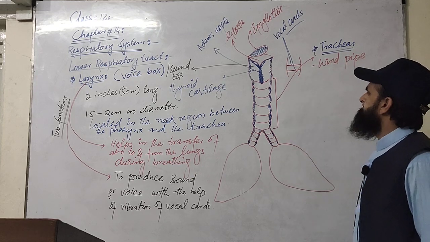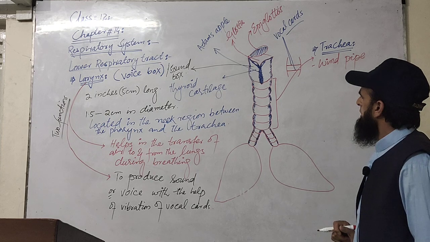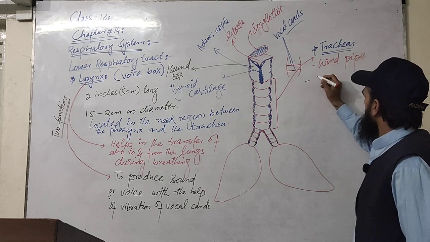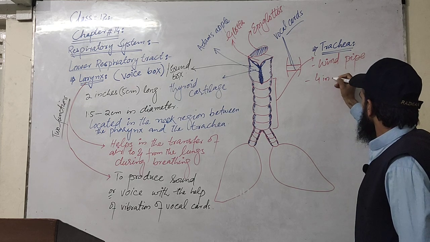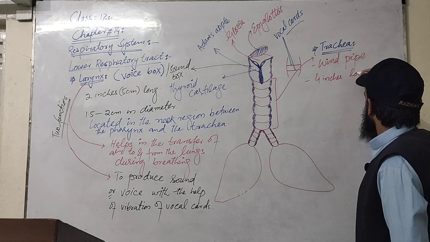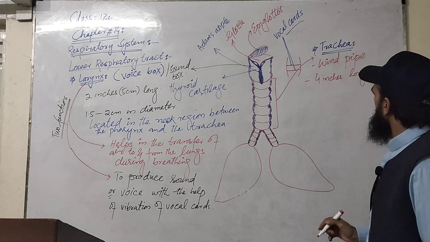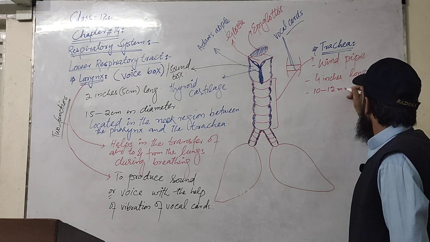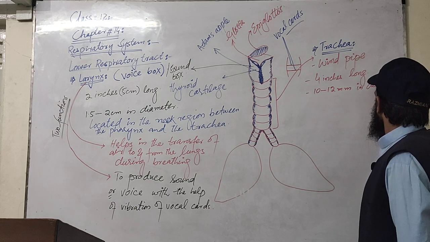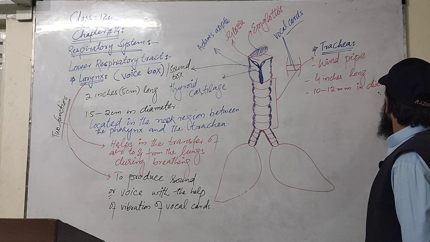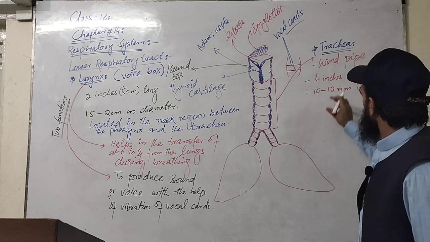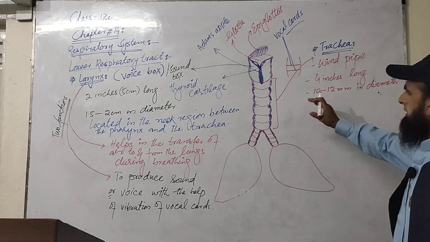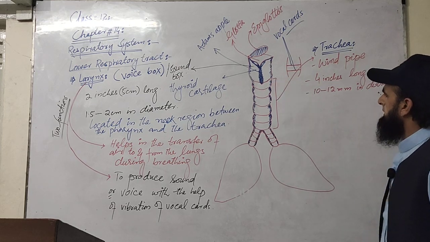Coming to its size, it is said that the windpipe or trachea is about 4 inches long, and usually it is said to be 10 to 12 millimeters in diameter. So this is the length and width of the trachea.